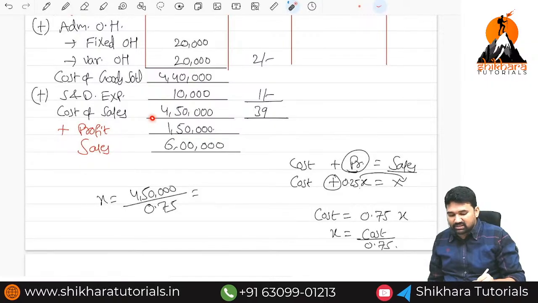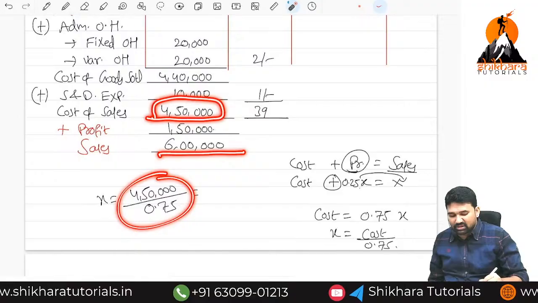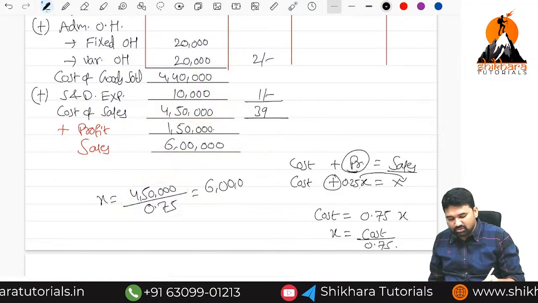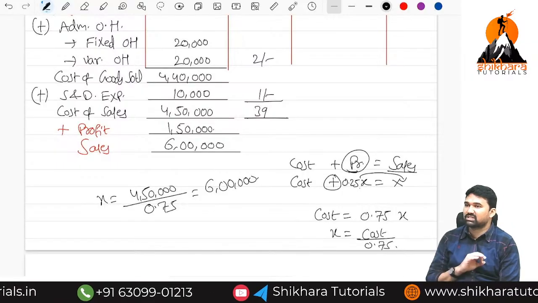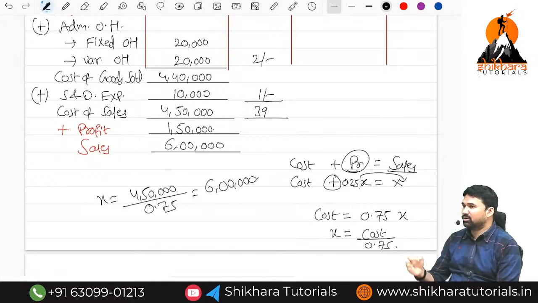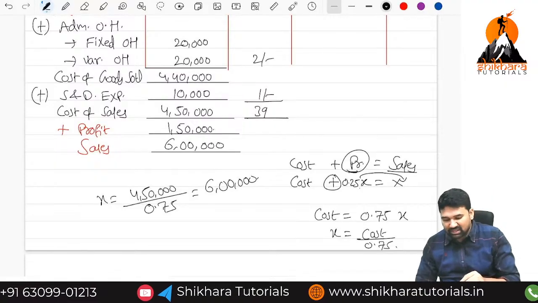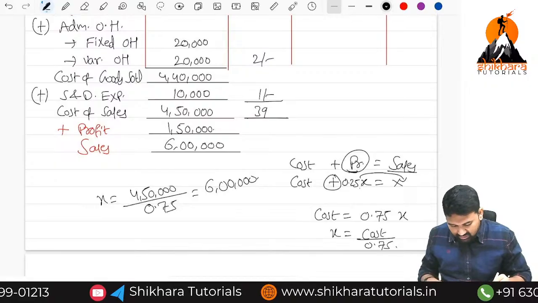Cost is 4,50,000. After arriving at the calculation, we found that x is equal to 6,00,000. Okay, we have successfully found out the 2021 profit and the 2021 sales. And we'll do one more thing. Cost per unit also we will try to write.